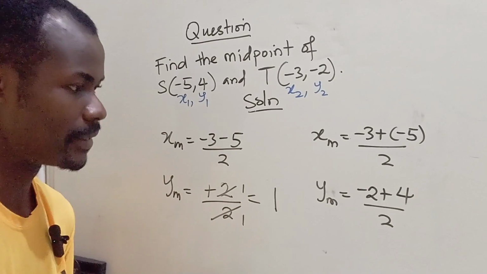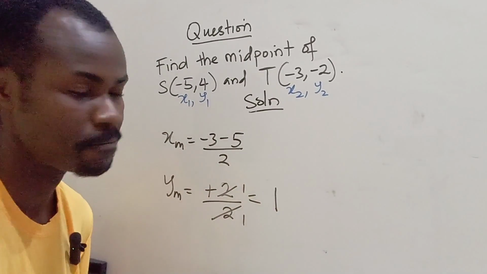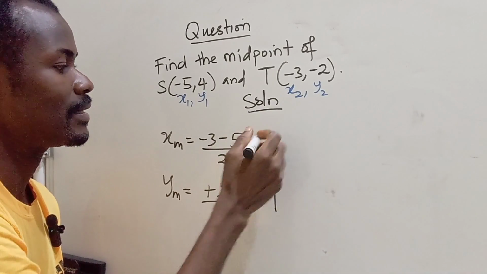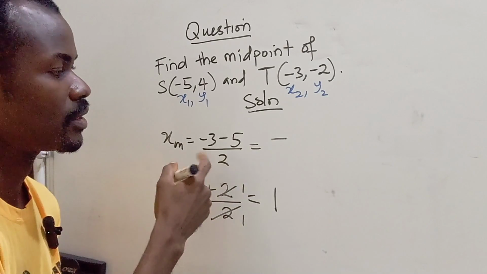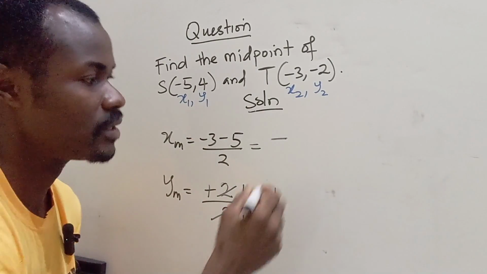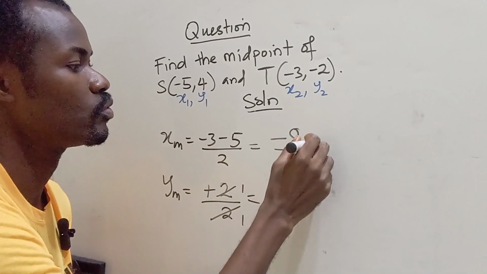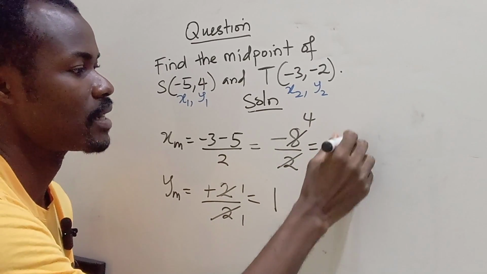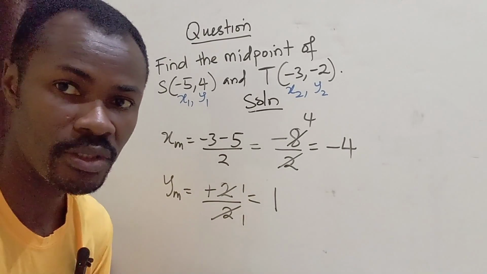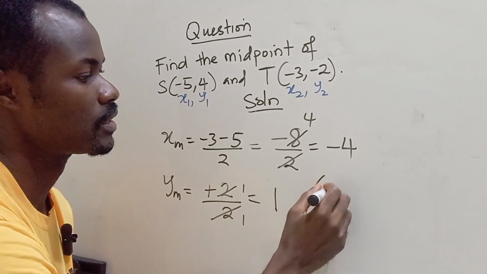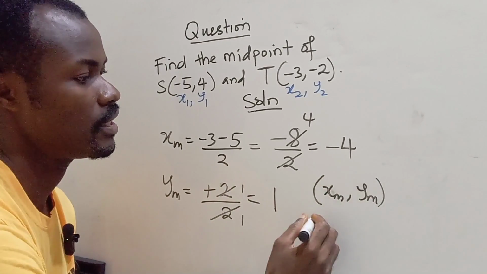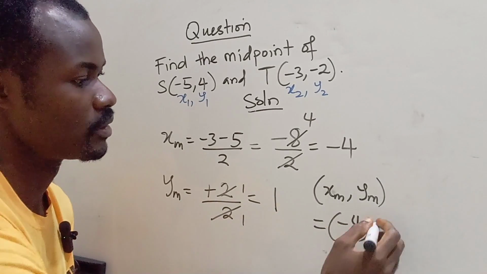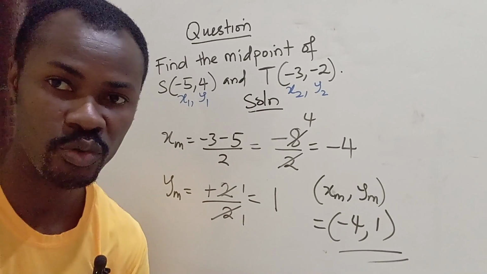Now what about the x midpoint? Minus 3 minus 5 gives us, I'll pick this sign since 5 is the greater number, minus. Since they are the same sign, we add: 5 plus 3 gives us 8. Divided by 2, this cancels, this is 4. So we have it as minus 4. So our midpoint for this question, xm and ym, is: xm is minus 4 and y midpoint is 1. So this gives us the solution to this problem.